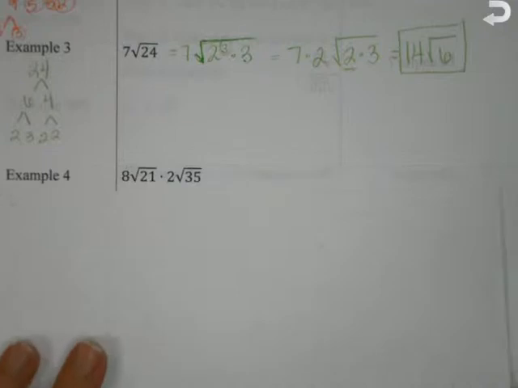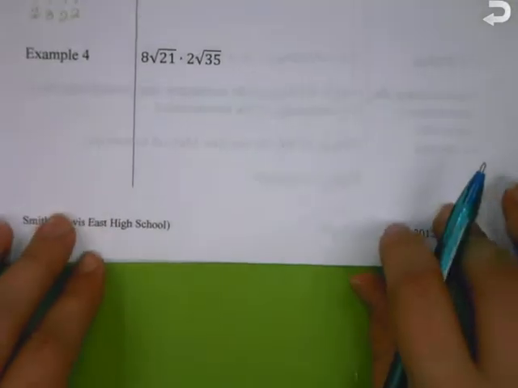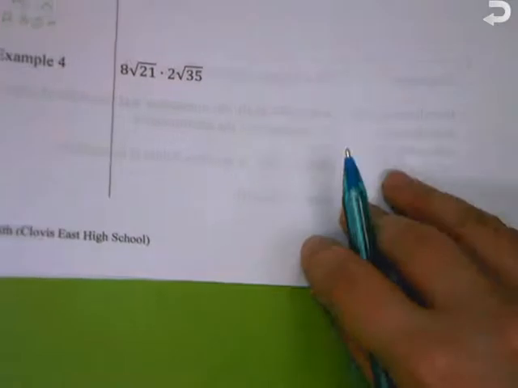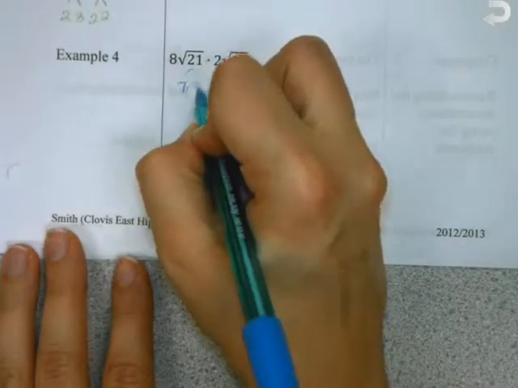Example 4. What happens when we're multiplying two radicals? So we have 8 root 21 times 2 root 35. Okay, now I like to think of radicals as similar to like terms. We can only add them if they're exactly the same, but we can always multiply any terms together. So what I'm going to do is first let's break these down. So 21 breaks down to what? 7 and 3, and 35 breaks down to 7 and 5.